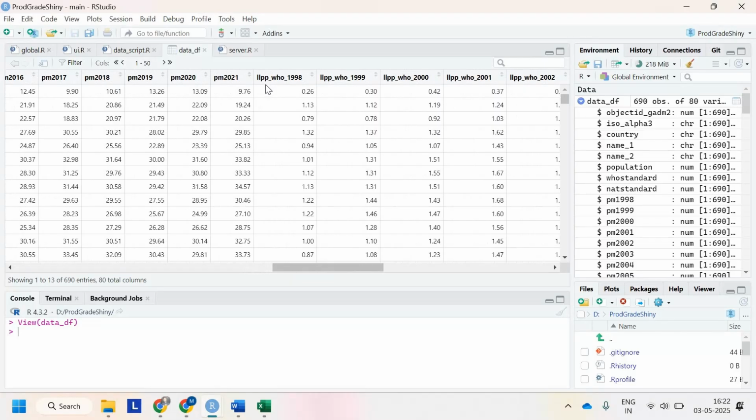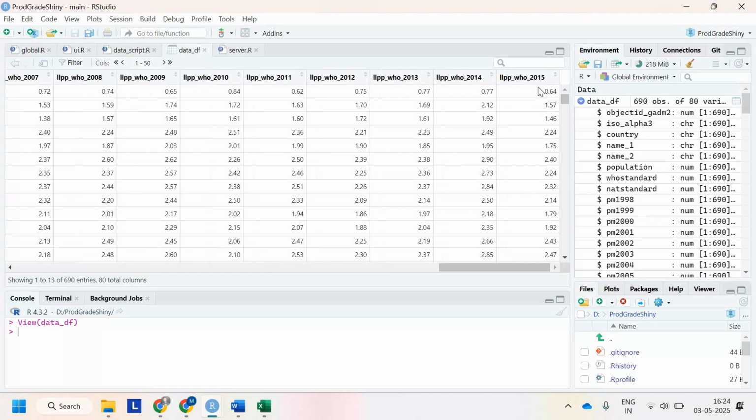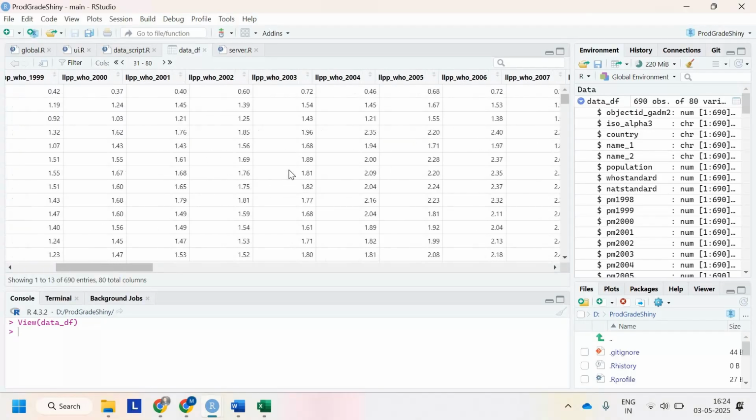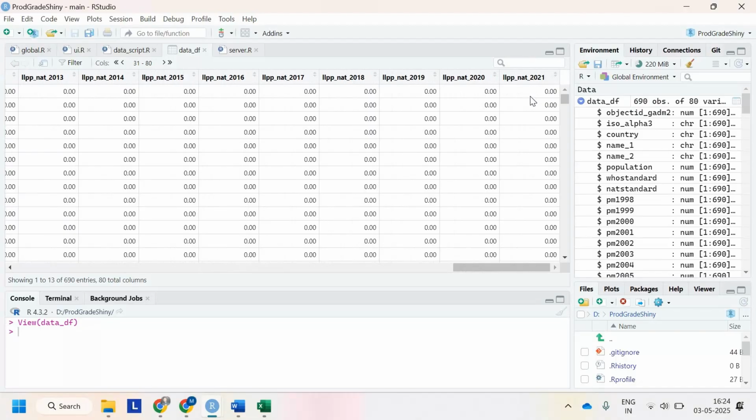After that we have another column, LLP underscore WHO. This is basically life loss per person. This value indicates that if you don't follow the WHO guideline, the life loss per person would be around 0.26 years. That was 1998. If the air pollution is very high, the AQI level is very high, then obviously you are inhaling bad quality air that will reduce your life expectancy. For this, data is available till 2015. No, I think not 2015. You can click here. So data is available till 2021.